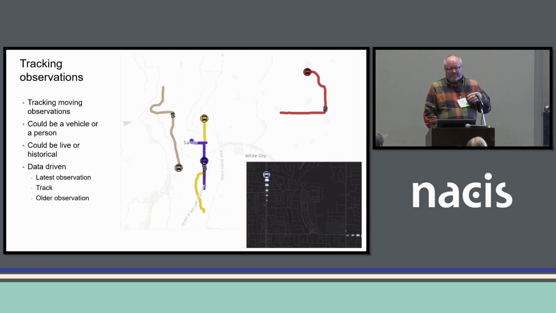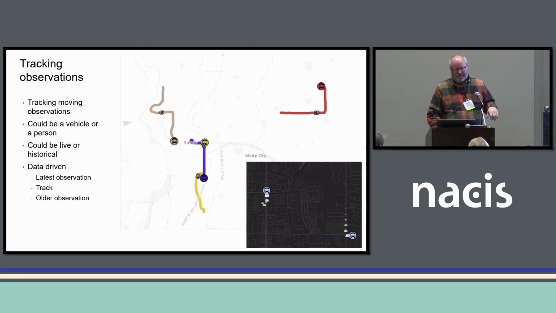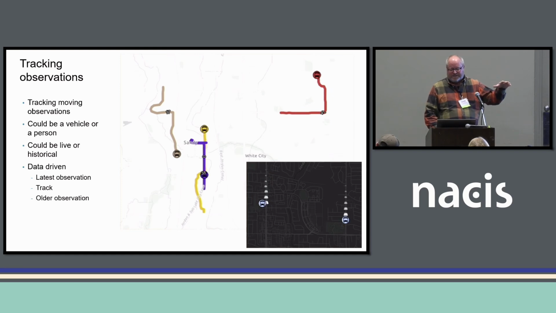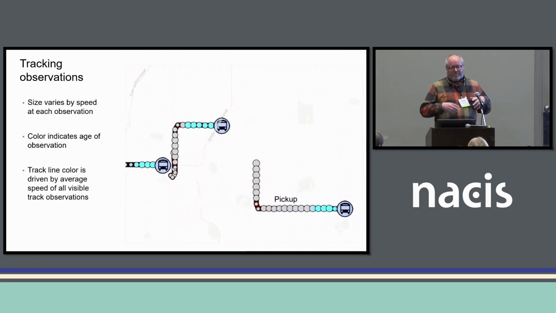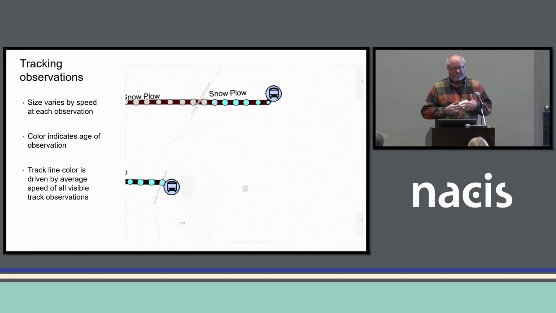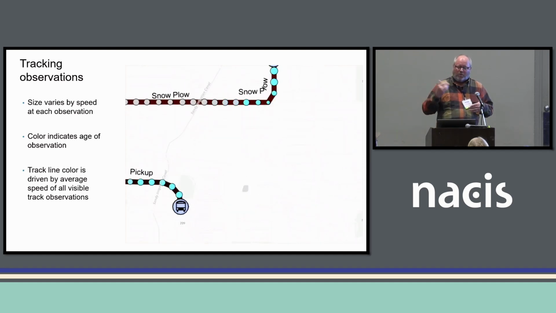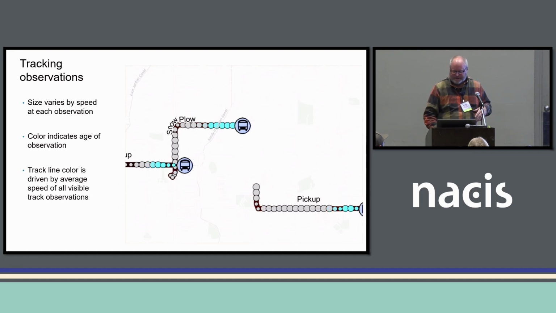With this kind of data, you have a lot of visualization techniques. You can have the latest observation, that would be like the big blue buses, or the big bus circles, and also the track color and the speed of the track color. We can also get more sophisticated and vary the size of those observations by the speed of the vehicle. The color can indicate how old those observations are, so this turquoise kind of fades away. And then the track color can sort of create data sets on the fly, like what's the average speed over this track.